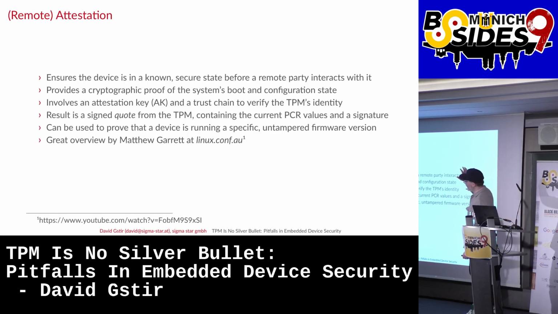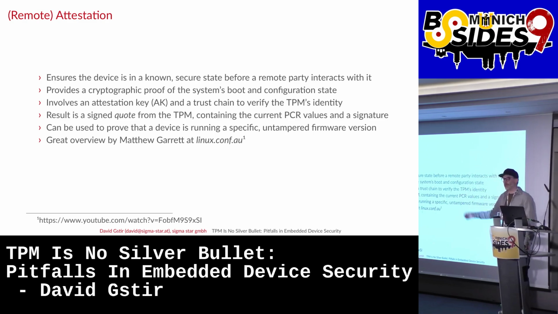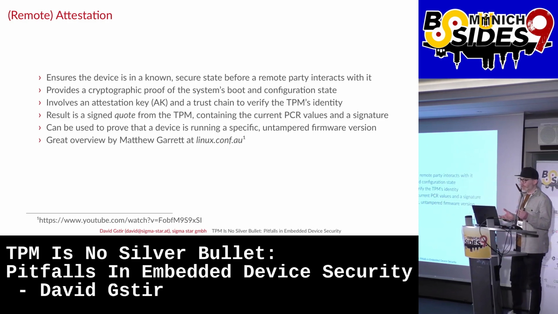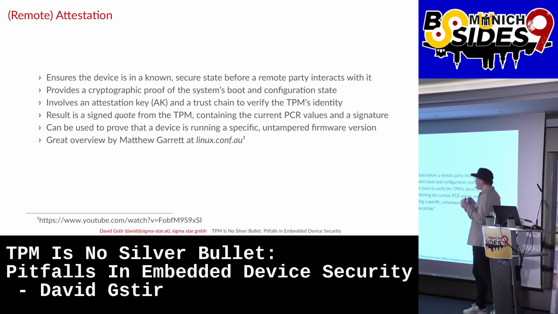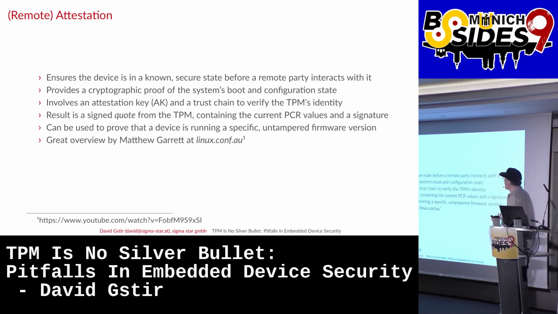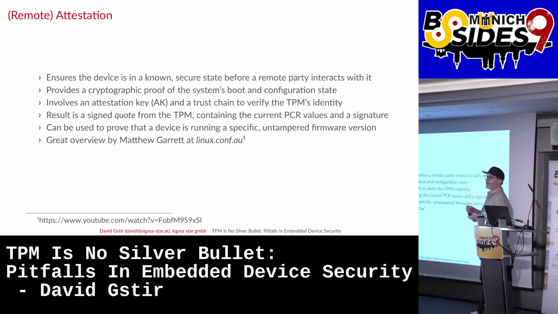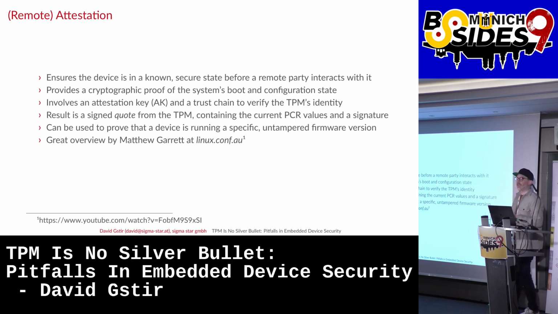The third one, and I'm not going to talk about it in full detail, is attestation or remote attestation. Basically, you can ensure remotely that your device is in a known secure state before you interact with it. So when a device wants to connect, you can run the whole protocol of ensuring that the device state is actually what you want it to be before you interact or let it access some secure resource.